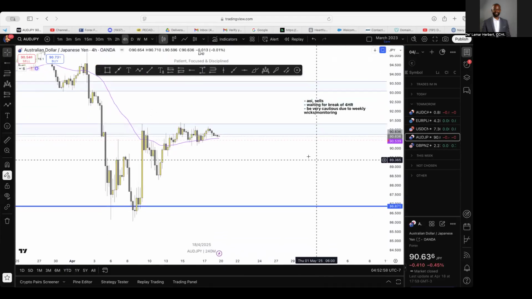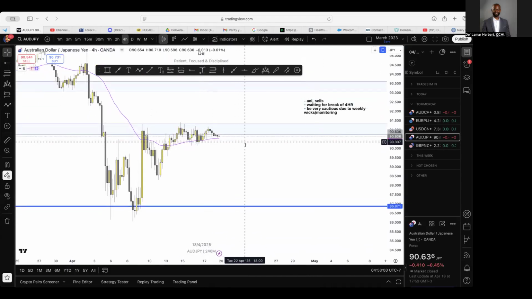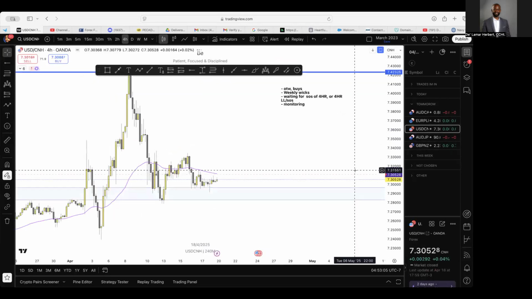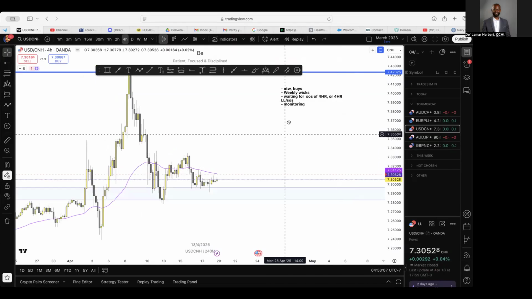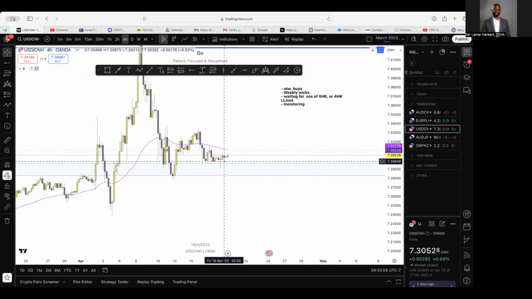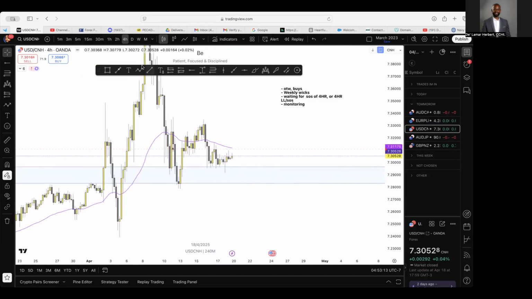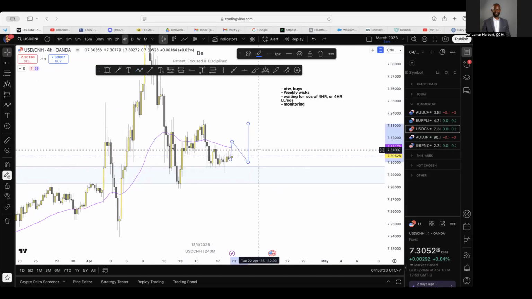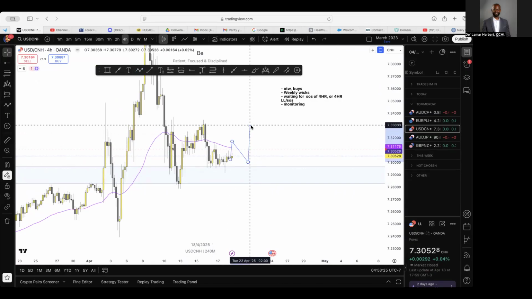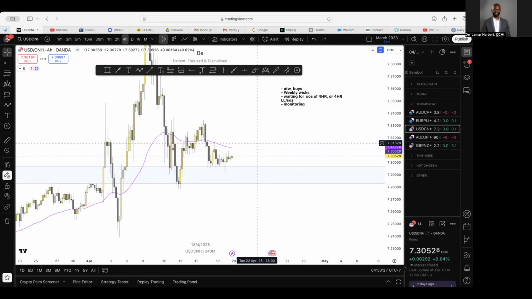ADJPY, we're looking for sales, so we need that shift to structure on the 4 hour, and then pullback. USD CNH, we're looking for buys. Okay, we want to see a 4 hour shift to structure. Right now we're in sales, but we need to see this shift to structure right up here. So once we see that shift to structure, then we'll look for buys. That was super sloppy, but you get the gist.